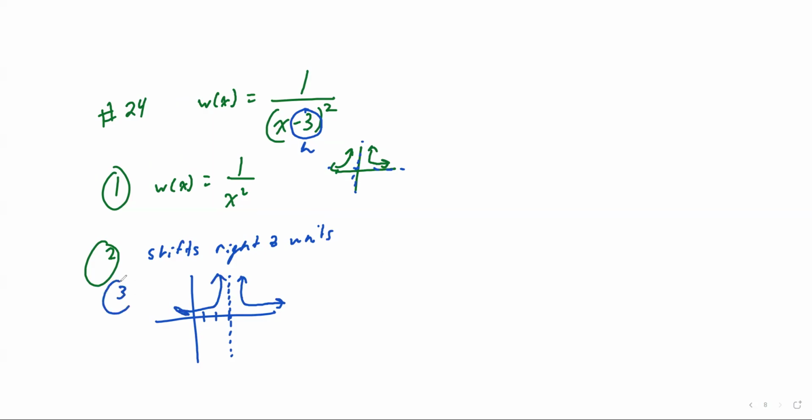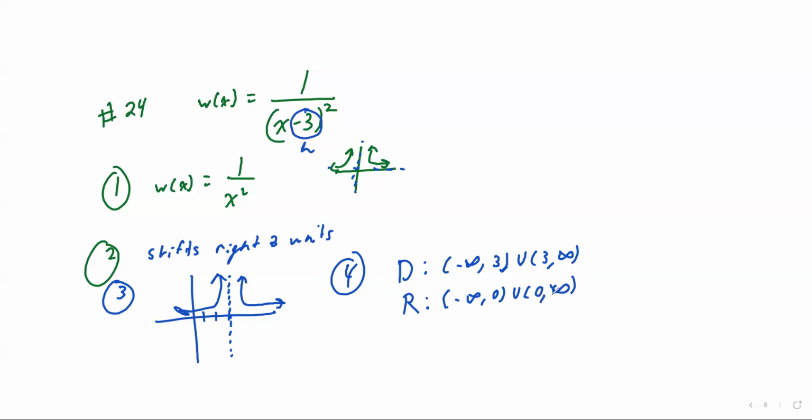Oh, this is 3. 4 would be domain and range. Again, domain is everything except the vertical asymptote. So in this case, that's negative infinity to 3 union 3 to infinity. Range is going to be everything but that horizontal asymptote that didn't move. So that'd be negative infinity to 0 union 0 to infinity.